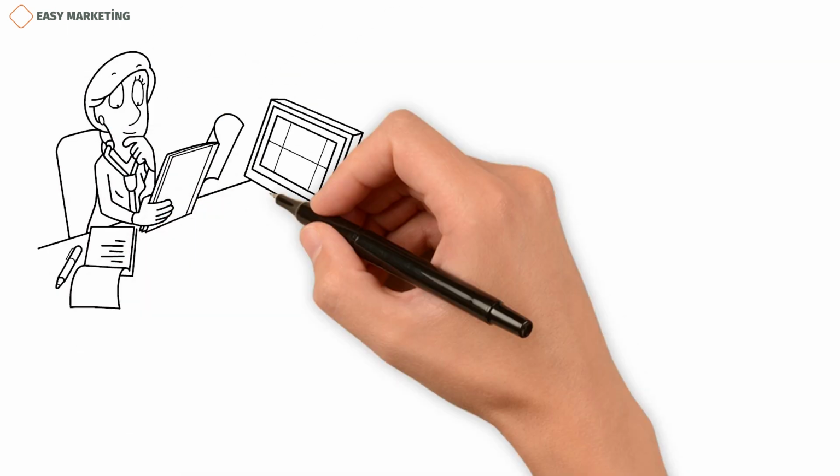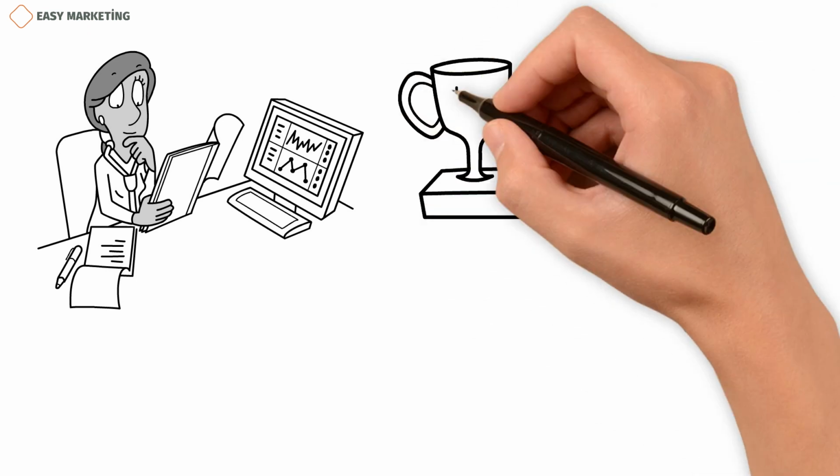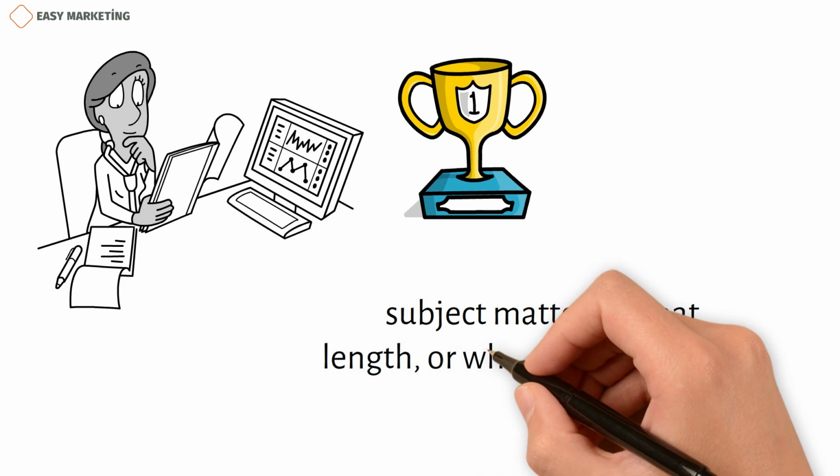By keeping track of these numbers over time, you can find out which movies get the most attention and what makes them successful. Keep an eye out for what makes these films different from others that don't do as well. You might notice patterns in the subject matter, format, length, or when they are posted.